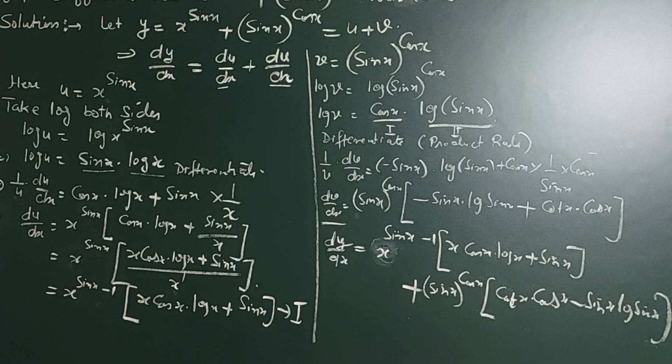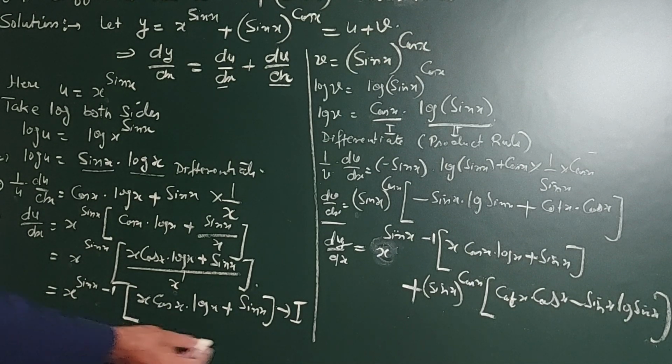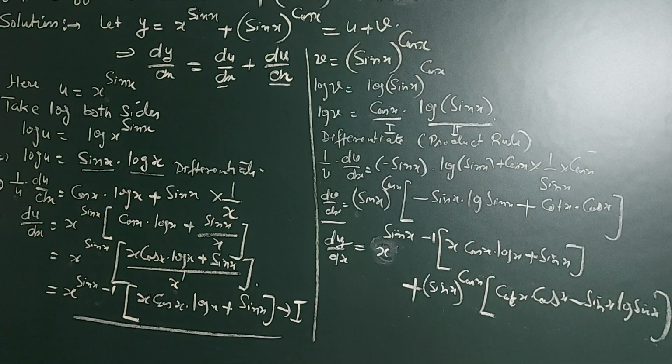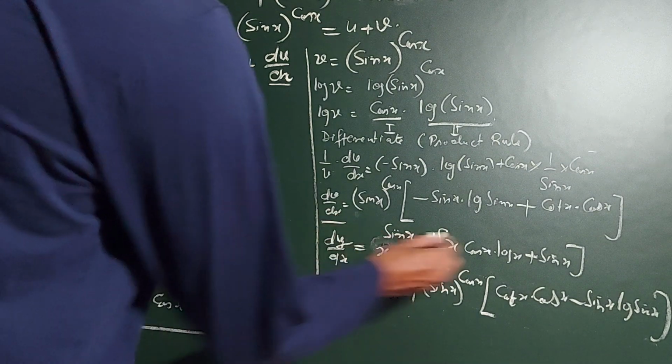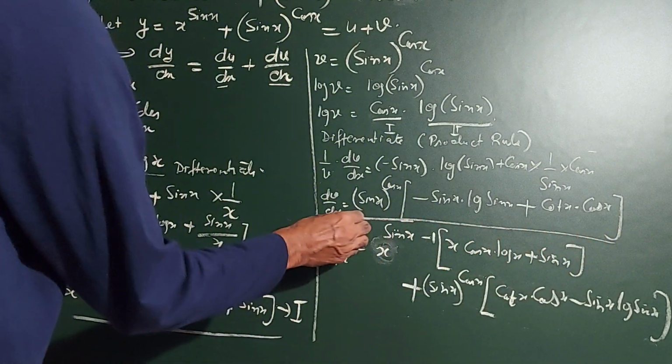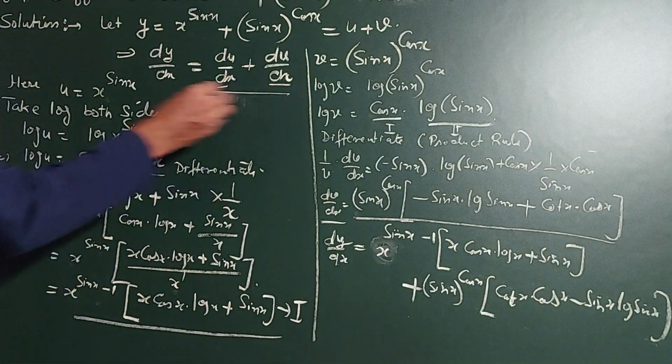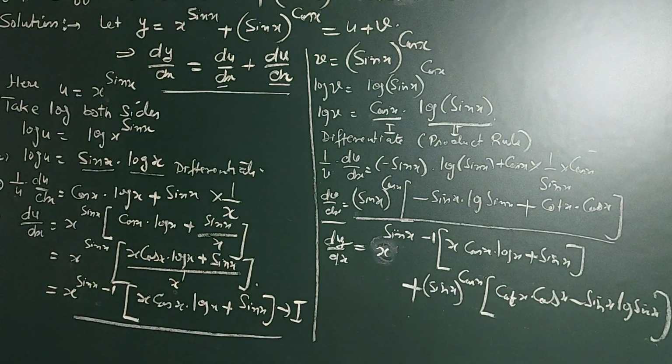See this, the value of du upon dx is this, and the value of dv upon dx is this. Substitute these values here, so we get the result, which is the derivative of the given function.